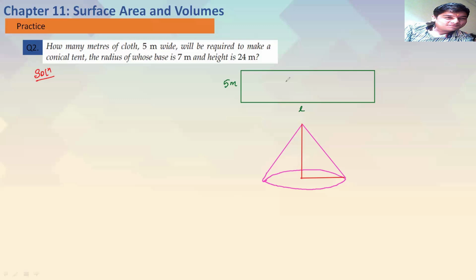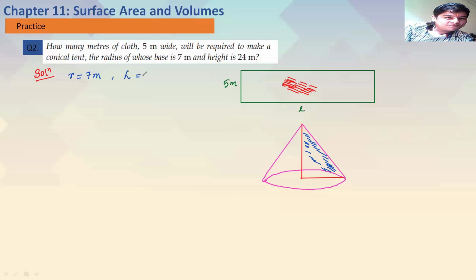The area of this cloth, the cloth that we are using, Raghav, will be equal to the area of the curved surface of the tent, because on the curved surface only you are going to use the cloth, right? Yes, sir. So what all is given for the tent? Sir, the radius of whose base is 7 meters and the height is 24 meters.